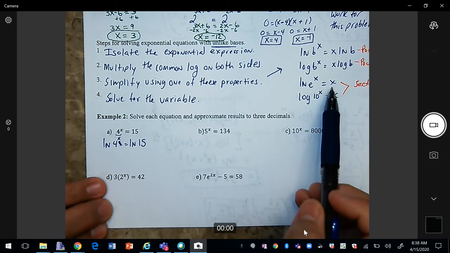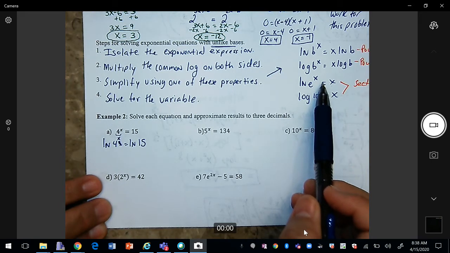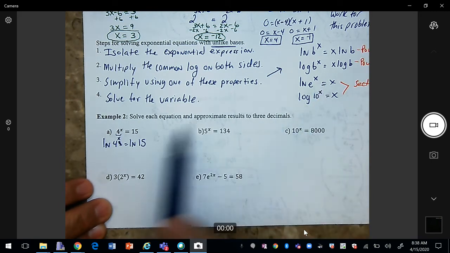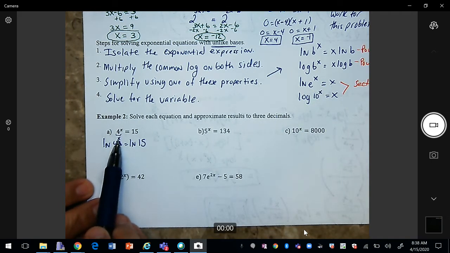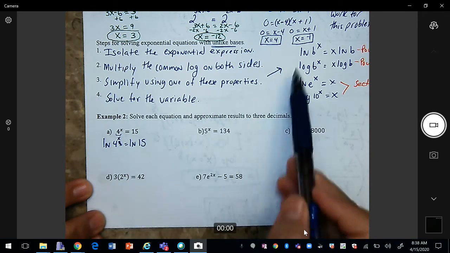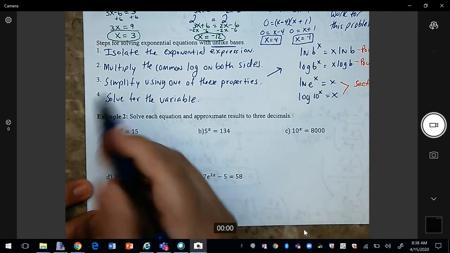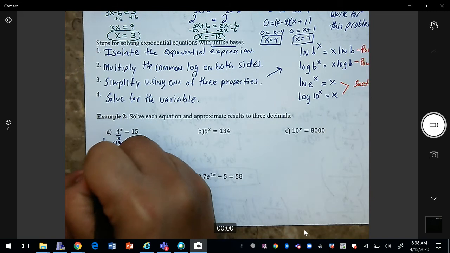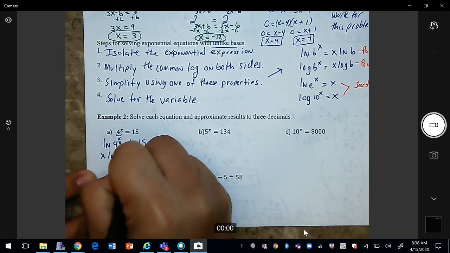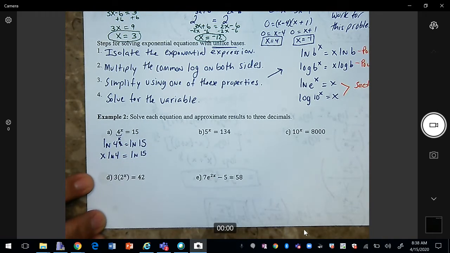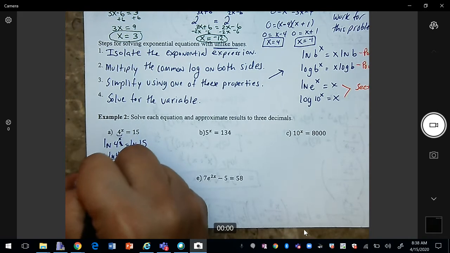Now we can apply one of these properties, and the property I'm going to apply is we can use the power rule and bring the x to the front. So I can use this property here. So I'm going to have x natural log of 4 is equal to natural log of 15. Divide by natural log of 4.